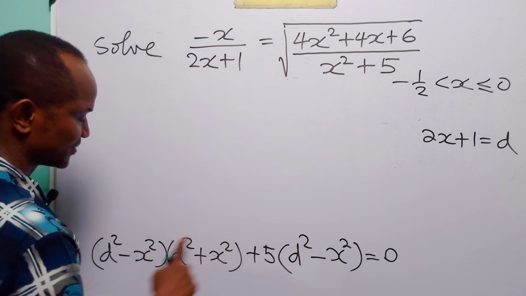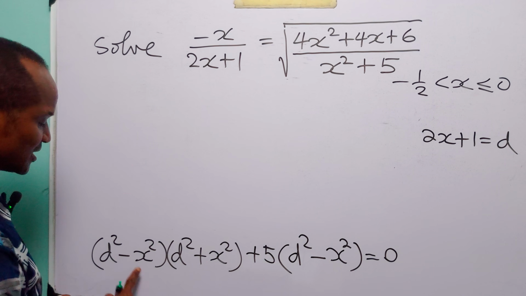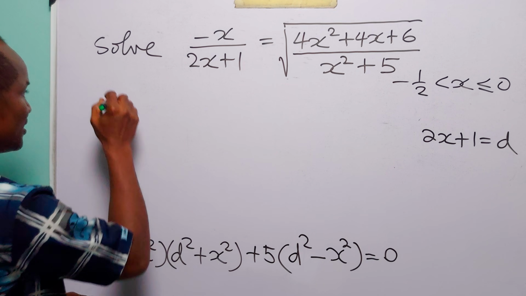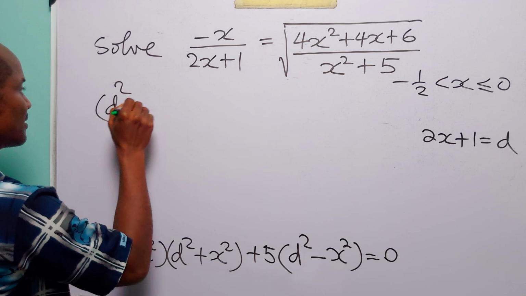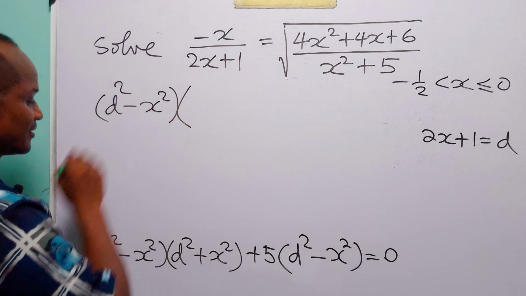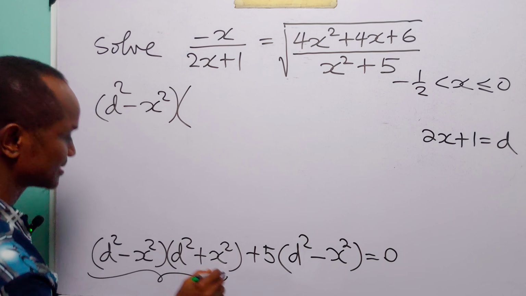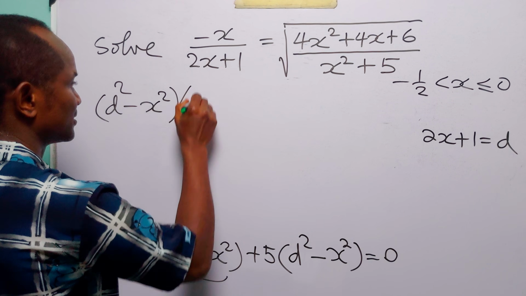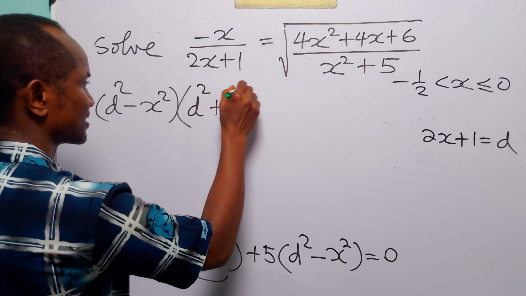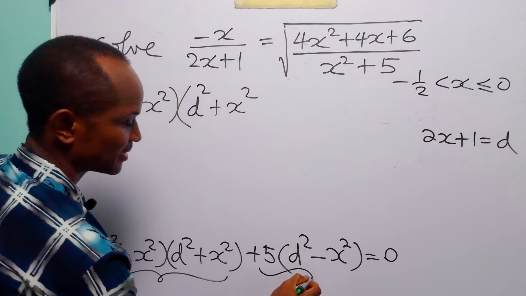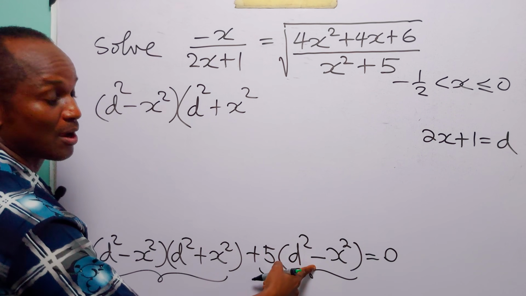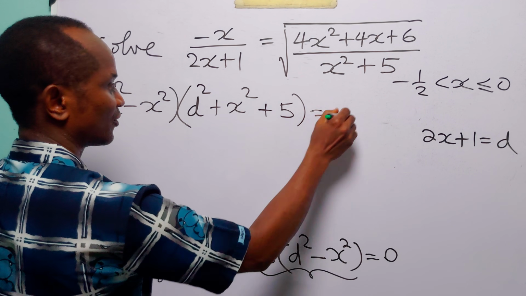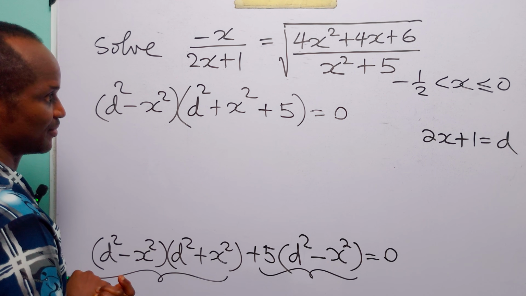Now, when you look at these two terms, you'll also see a common factor, which is d squared minus x squared. So we can still factorize. We have d squared minus x squared into, when you divide this by d squared minus x squared, you are left with d squared plus x squared. And when you divide this by d squared minus x squared, you are left with plus 5. And of course, this is equal to 0.